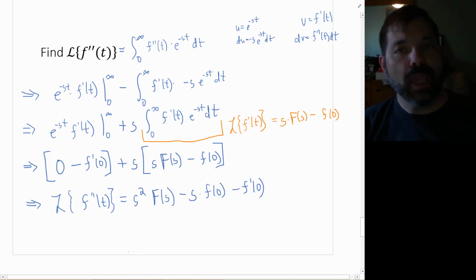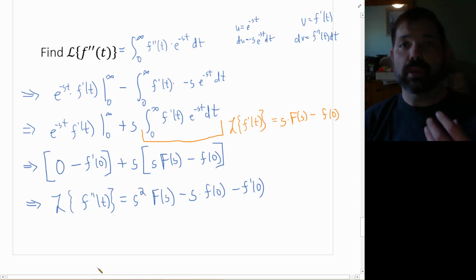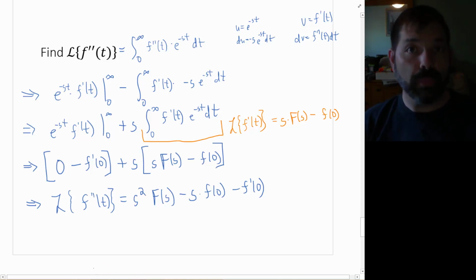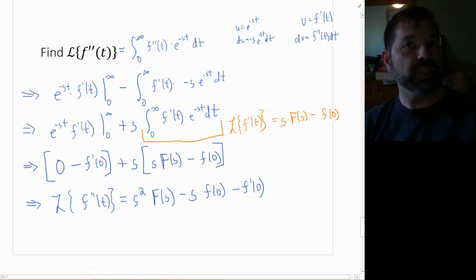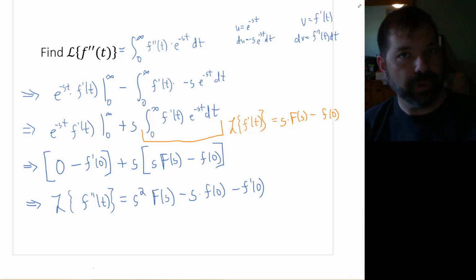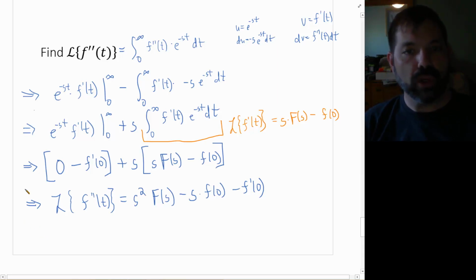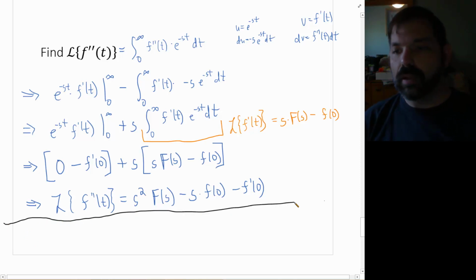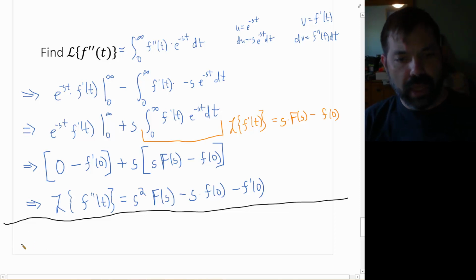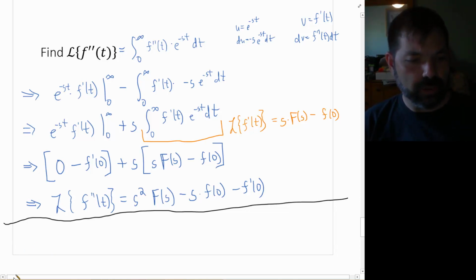Now, as you might imagine, if we wanted to find the Laplace transform of, say, the third derivative, we'd use integration by parts, and we'd end up with something in terms of the second derivative, which we've now defined. And so this is basically a recursive definition, or a recursive process. We can find the Laplace transform of the next derivative by using the result of the previous derivative. And unfortunately, people before us have figured this out as well. And so here's a general rule that we can use.